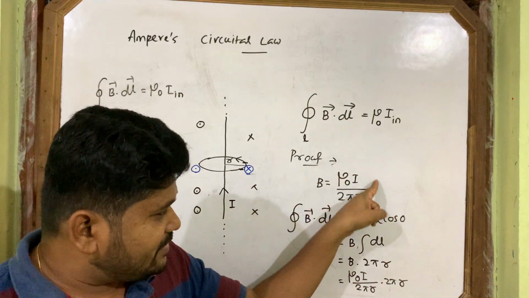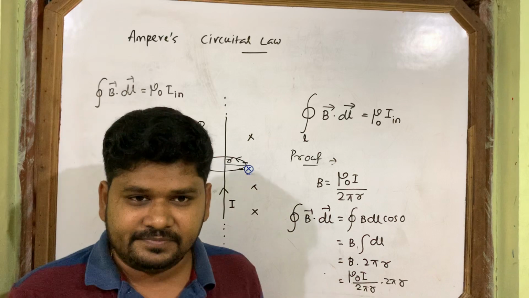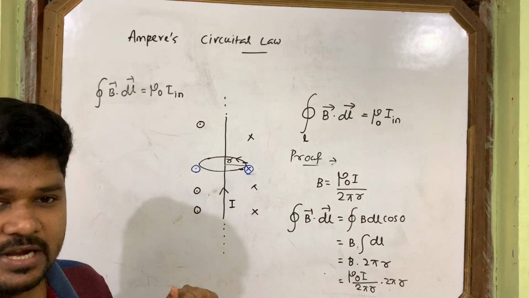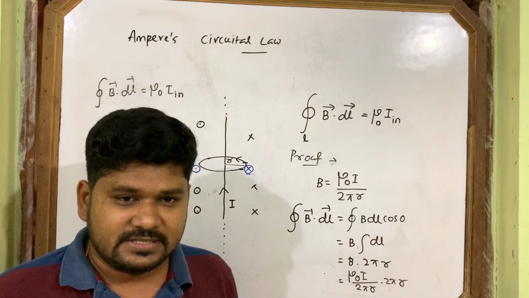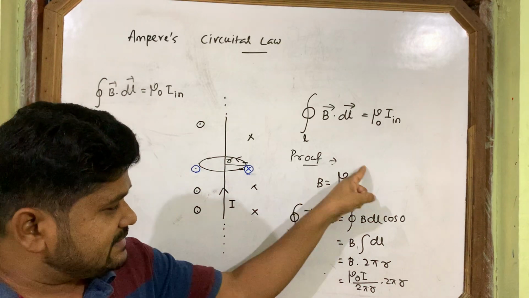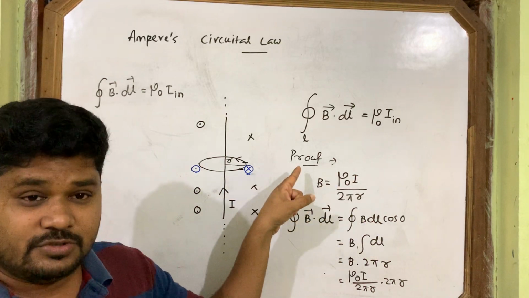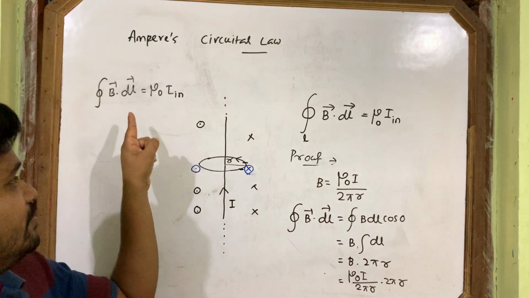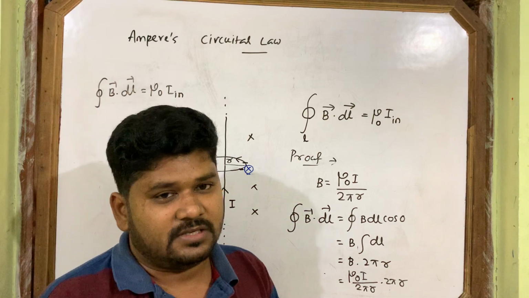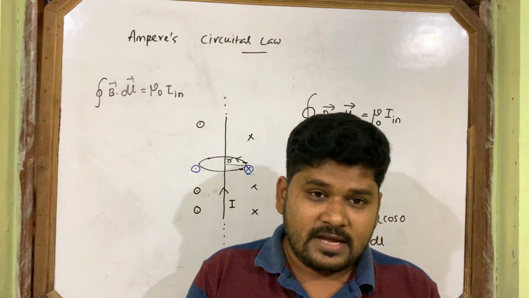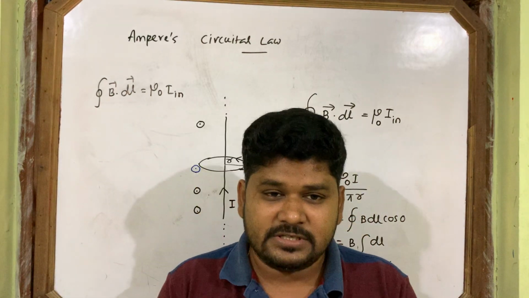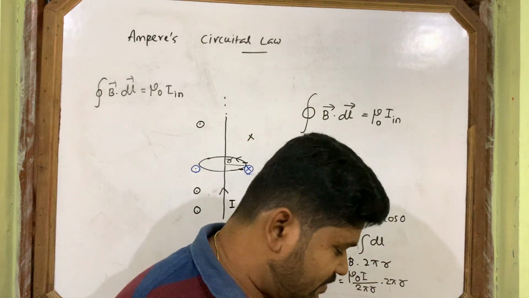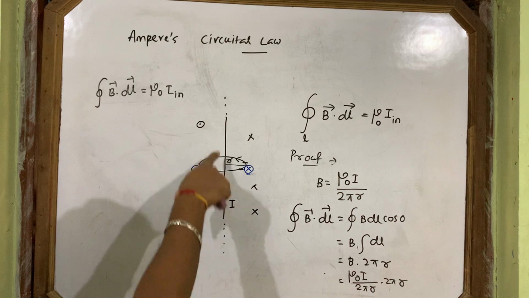And this expression is brought from Biot-Savart law. Also, this same expression we can derive using Ampere's circuital law. We will do that in the applications of Ampere's circuital law. But this expression is brought from Biot-Savart law. Using Biot-Savart law, we brought this expression and used this, and we proved Ampere's circuital law. Then Ampere's circuital law is 100% correct. You have no problem. Okay, now let's discuss this current enclosed.